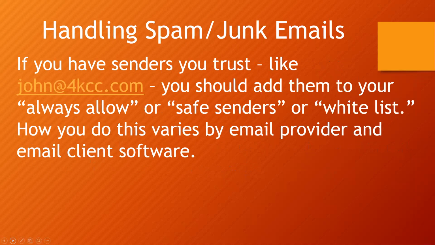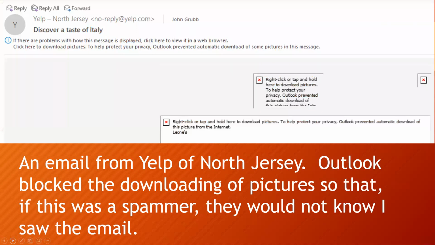Now, if you have senders you trust, like for instance, if you trust John at 4kcc.com, and I hope you do, you should add them to your always allow, or sometimes it's called safe senders, or sometimes it's called a whitelist. Now, how you do this varies by email provider and email client software. And we don't have time in a 30-minute webinar to show you every single one of them. But I do want to show you a couple examples, or at least one example.